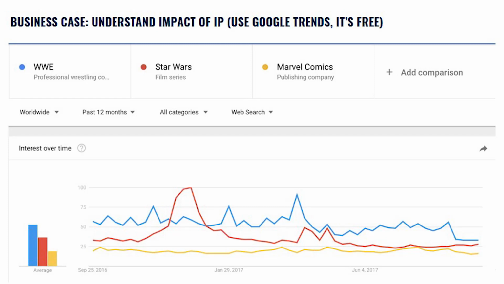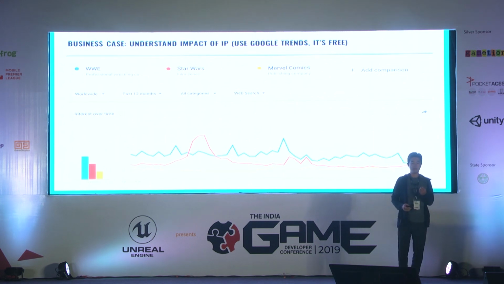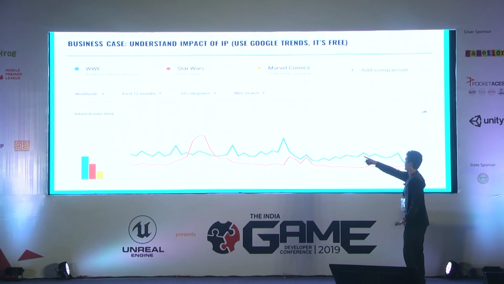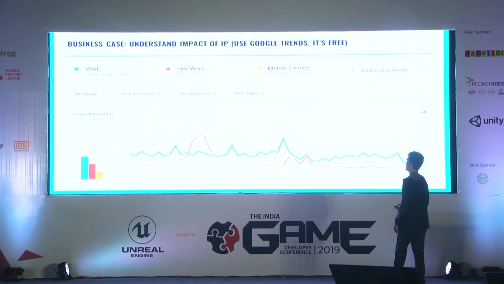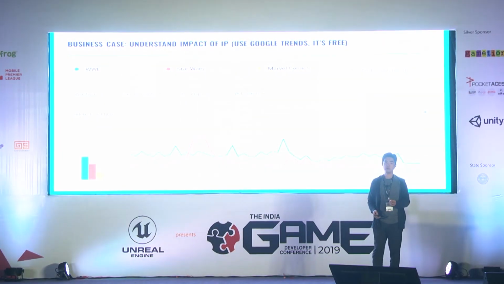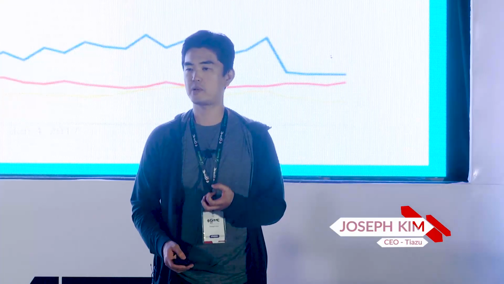And then some of the other things I like to do, for example, if you're working with IP, use Google Trends to understand the relative potential to drive organic installs. Here you can see one of the surprising things I looked at when we worked on a WWE game: the popularity of WWE in some of the key markets we were looking at, mainly Western markets, was actually very high.